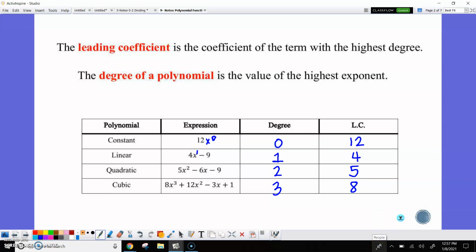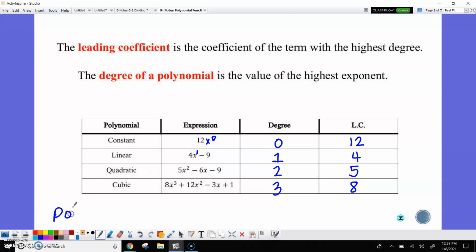So the degree is your highest exponent, and if it is out of order, then you need to make it in correct order, descending order of your exponents. So the highest exponent first and then decreasing that. And then the leading coefficient is the coefficient for that term.